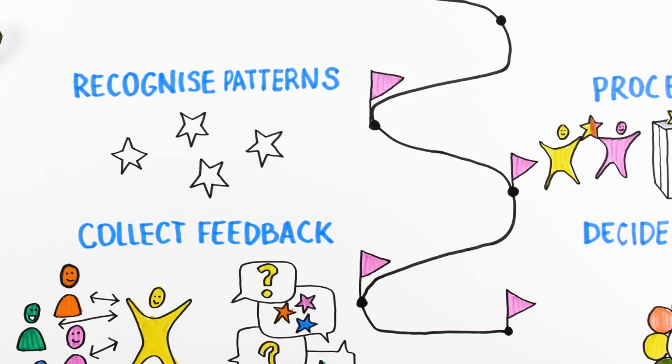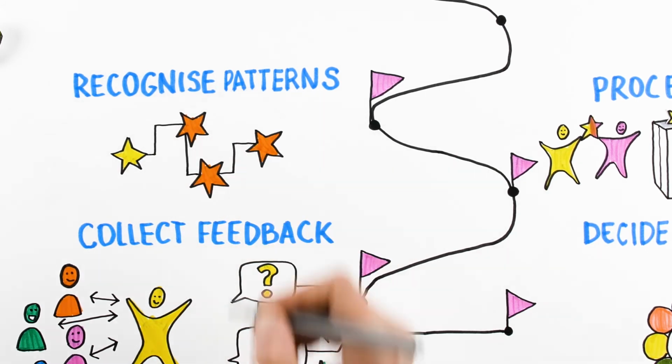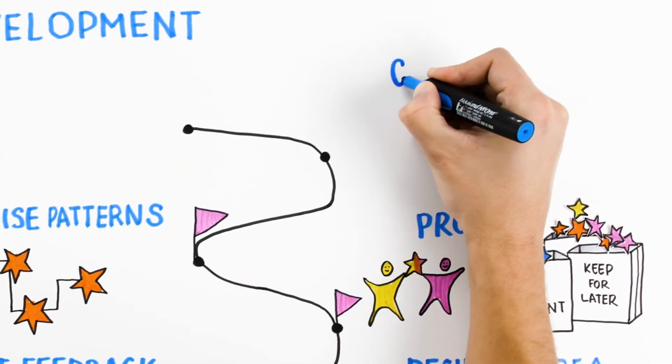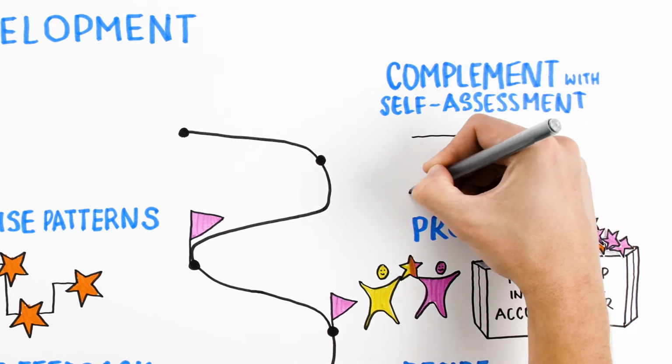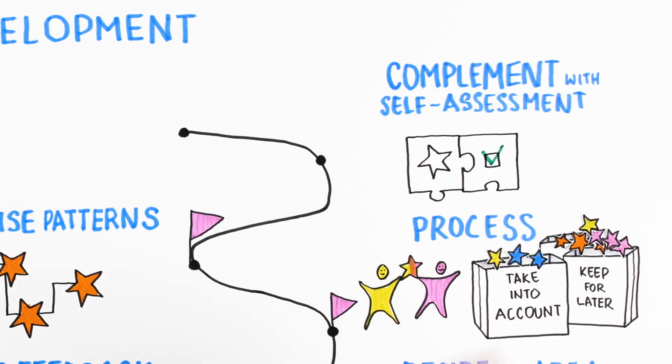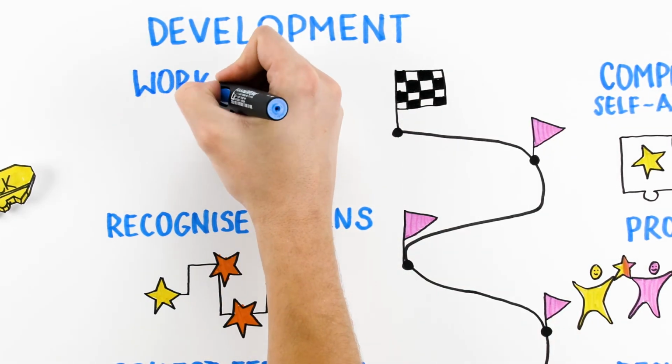If we get feedback about a specific behaviour observed by several people in different situations, there is a high chance that there is a message for us there. Finally, whenever possible, it would be good to complement feedback with self-assessment in order to have an overall picture and to work towards enlarging the open area.